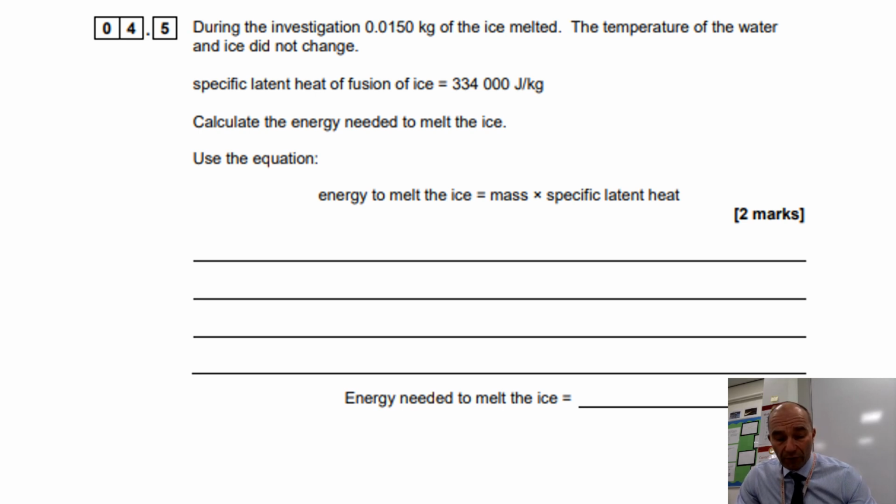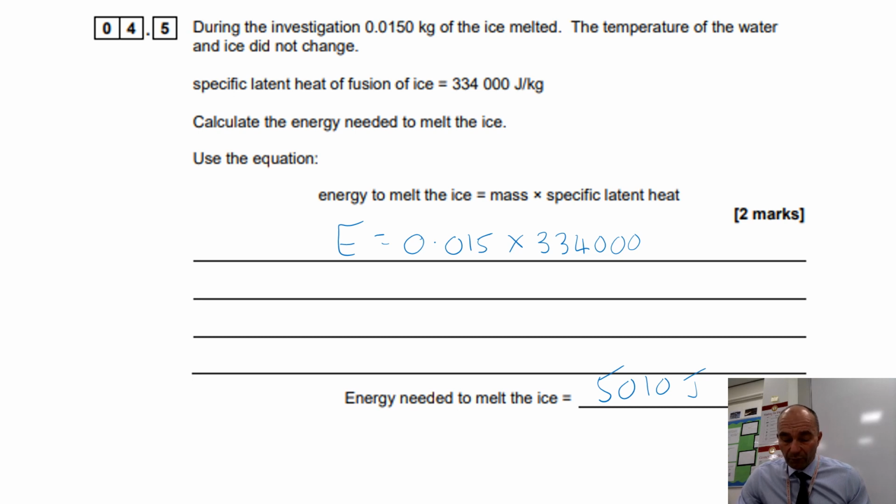So we've got the energy to melt the ice, that's just E. We've got a mass of 0.015 kilograms, and we just multiply that by the specific latent heat, which we're given as 334,000 joules per kilogram. You put those numbers into your calculator, and you'll come out with the answer of 5,010 joules.